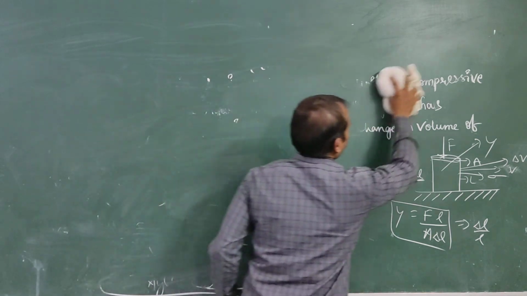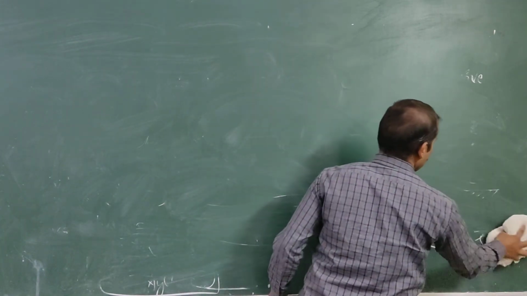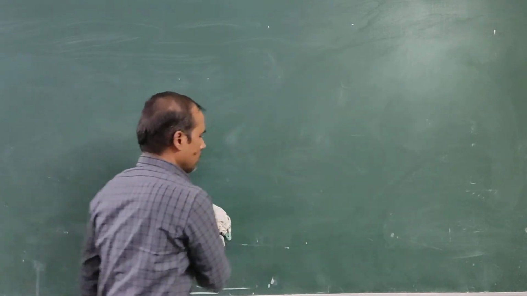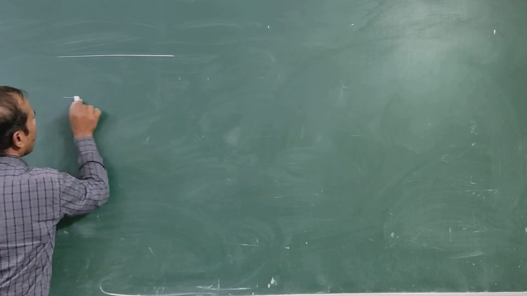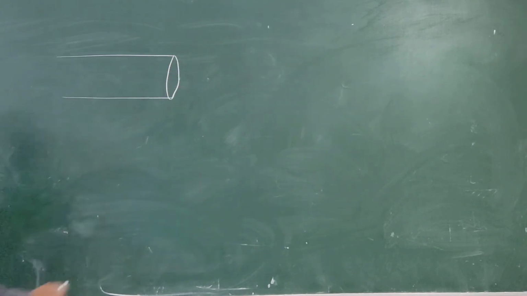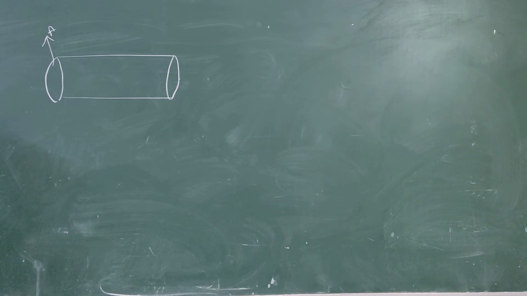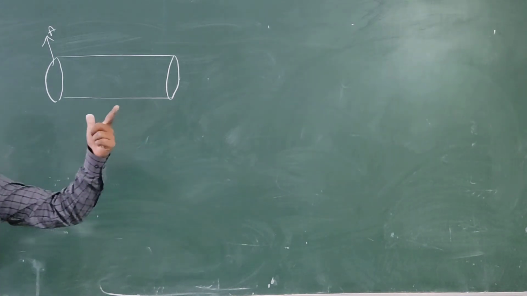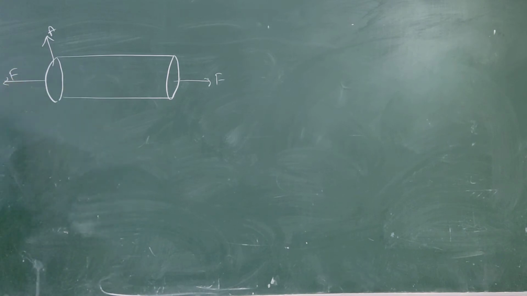Now a uniform rod of length L, two tensile forces acting on opposite ends of the rod. This is a cylinder, for example, and the area of the cross section is A. The two tensile forces act at opposite ends of the rod, that is, we are applying forces in opposite directions.